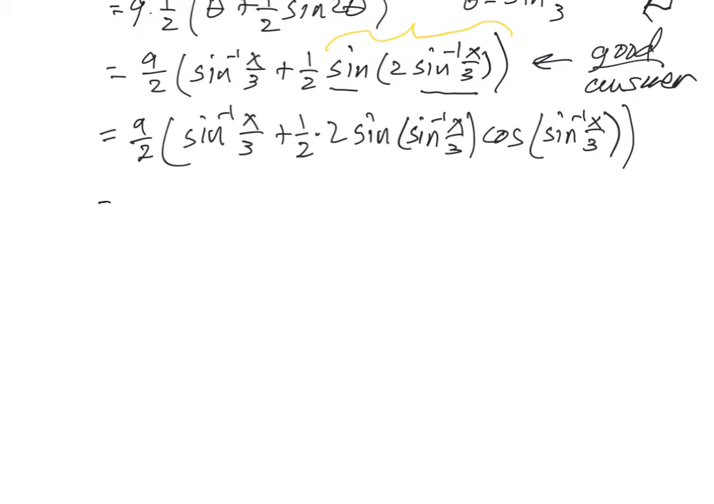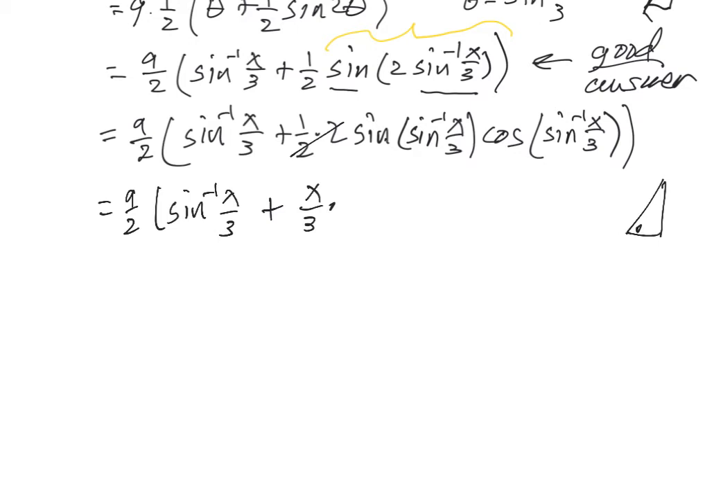All right, so just a little more work here to clean this up. We get the inverse sine of x over 3. Those twos cancel. And then I get the sine of the angle whose sine is x over 3. Well, guess what? That's just x over 3. And then we draw our triangle for the cosine back here.